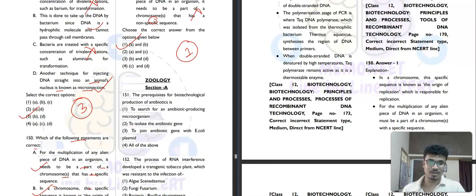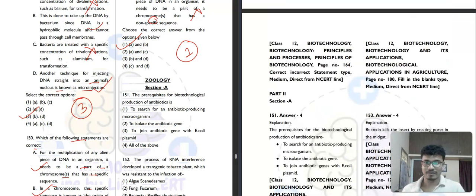Now we are moving towards the zoology portion, discussion for zoology. Question number 151. The prerequisite for biotechnological production of antibiotics is to search for an antibiotic producing microorganism, absolutely correct; to isolate the antibiotic gene, correct; then to join the antibiotic gene with E. coli plasmid, it is also correct. So all of the above are correct. The fourth option will be our correct answer.